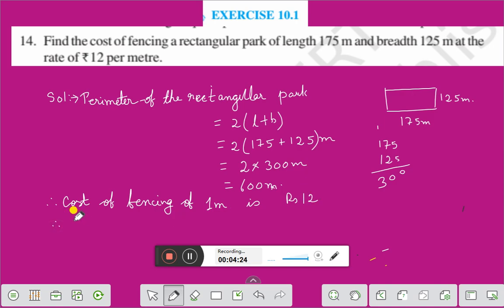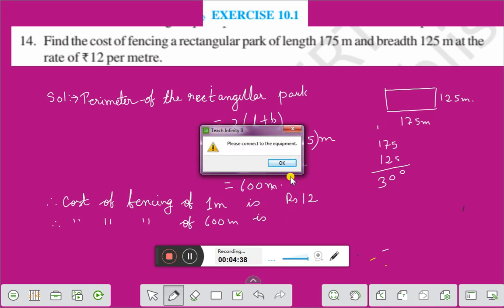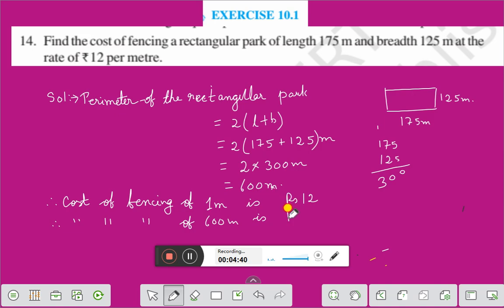Therefore, we can say that the cost of fencing of 600 meter is rupees 12 into 600, that is equal to rupees 7200.